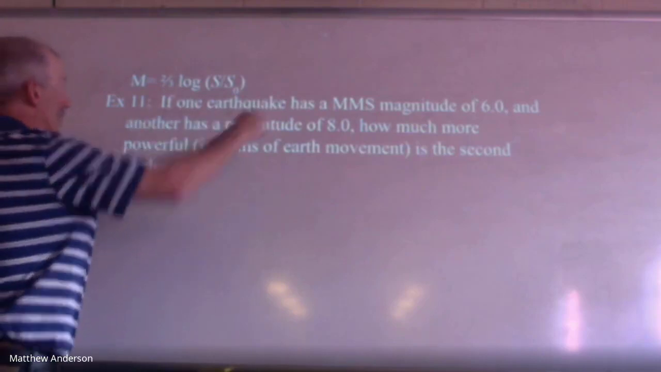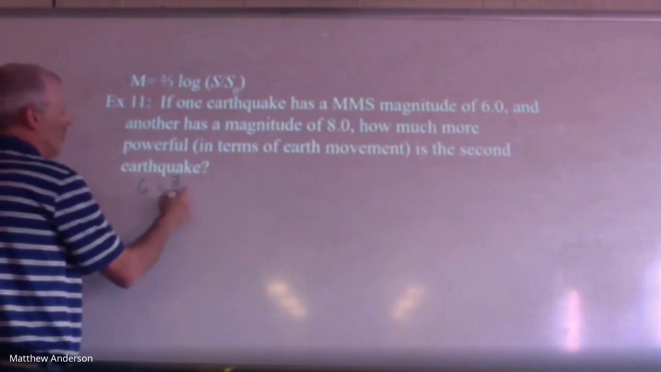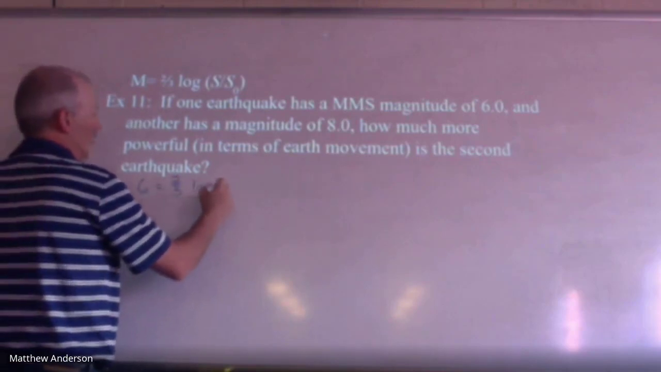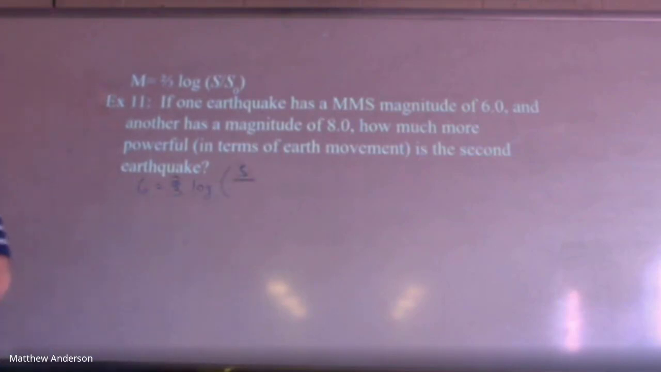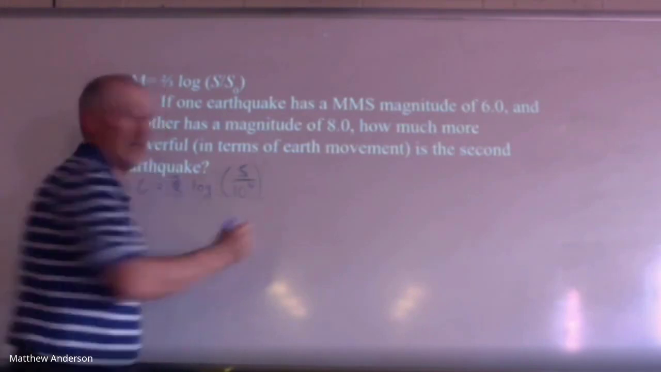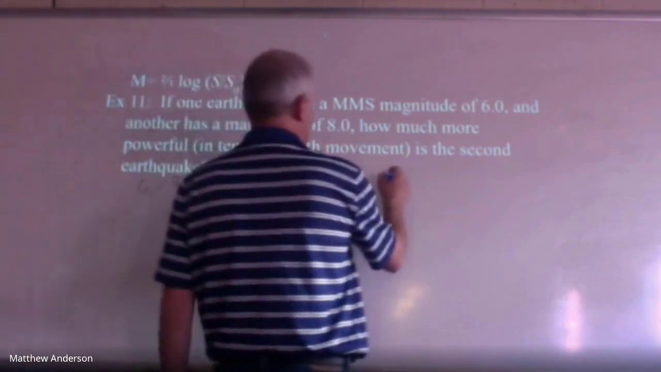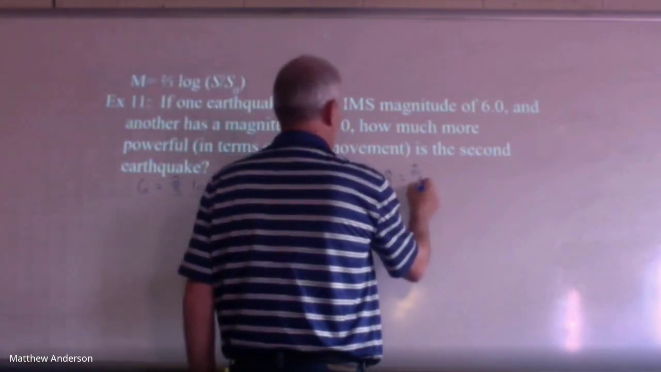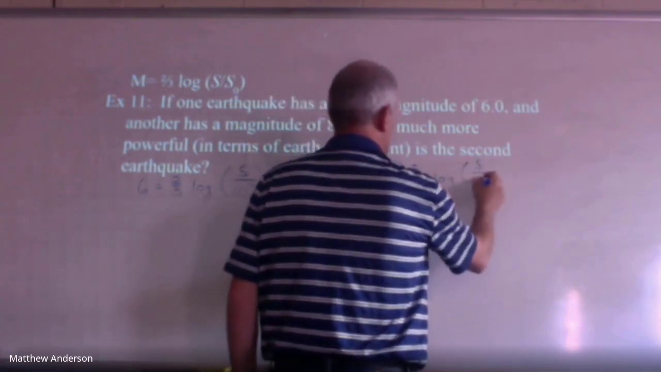M, the magnitude, for the first earthquake is 6. So 6 equals 2/3 log of S divided by, and do you remember they told us what S sub 0 was? It's 10 to the 16th power, right? If you look back in your notes there. So I'm just going to go ahead and put that in. It was 16, right? Okay. And then for the other one, we're going to do the same thing, but this time it's 8 equals 2/3 log of S over 10 to the 16th power.